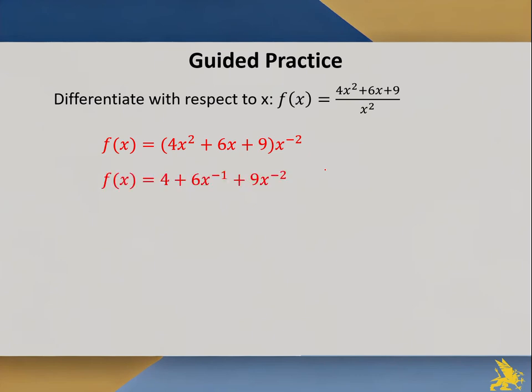Now we've done this, we're just applying our rule. The 4 is a constant, so we don't care about it. It just cancels out. The negative 1 here goes out the front, and we take 1 away. The negative 2 goes out the front, and we take 1 away. So it's the same rule that we're applying every single time. Now we just simplify that.